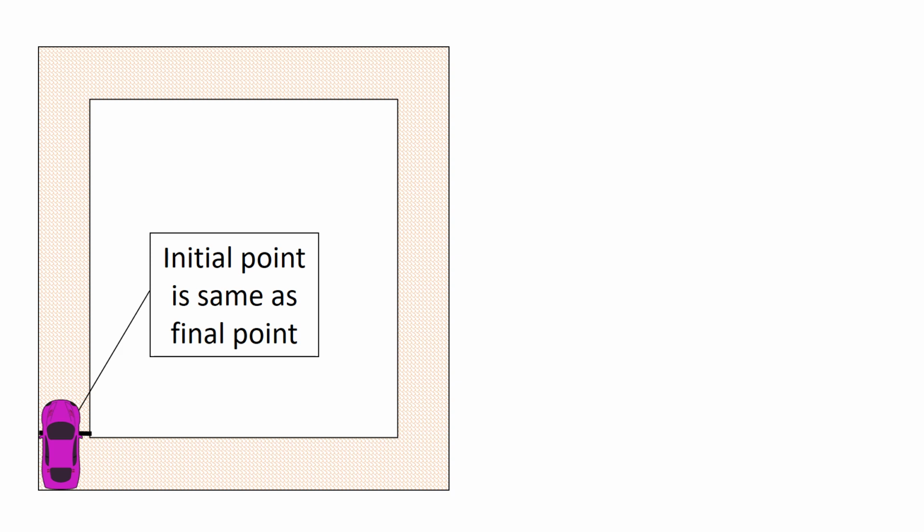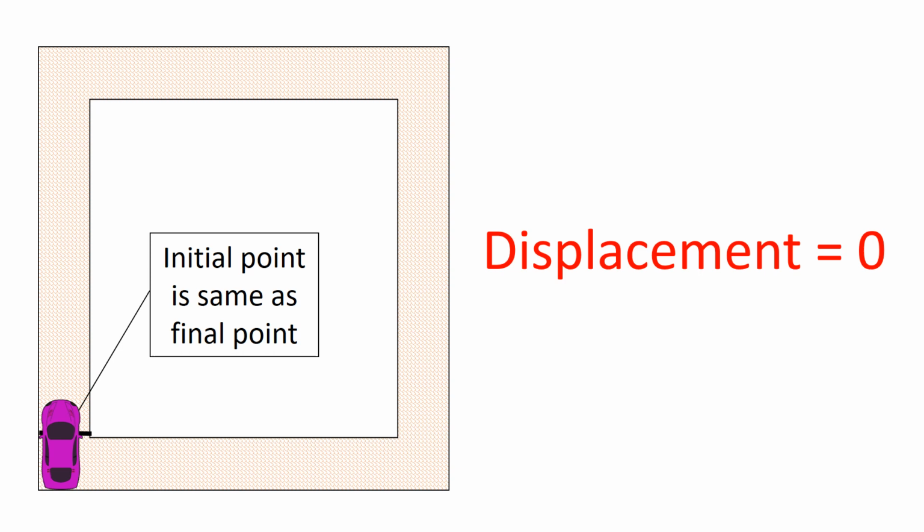Initial point is same as the final point. So is there any change in position? No. So you can say the displacement is 0. Displacement is equal to 0 when the initial point is same as the final point. There is no change in position here. Okay?